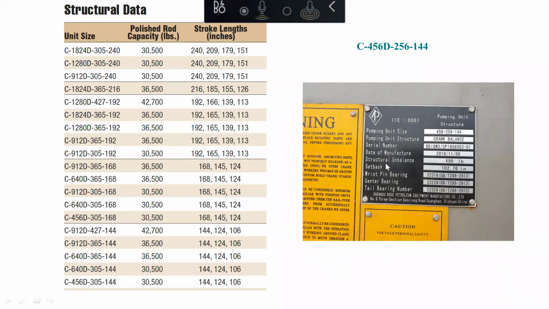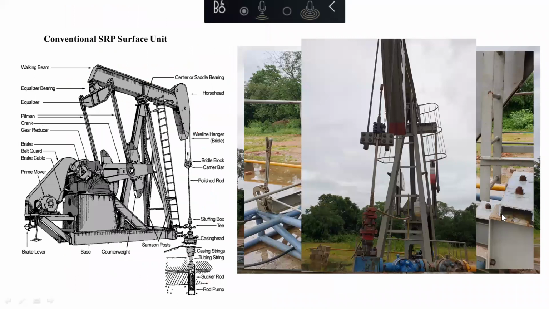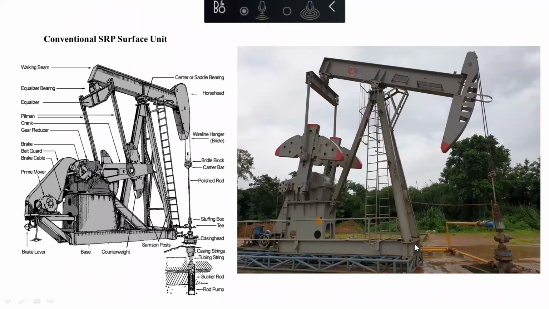And other than this, you have your setback distance. This is basically the distance between your well center to your unit base. This is your unit base. So this distance to this distance is your setback distance, which is very important when you are installing your surface unit. The first thing you need to consider is your setback distance.